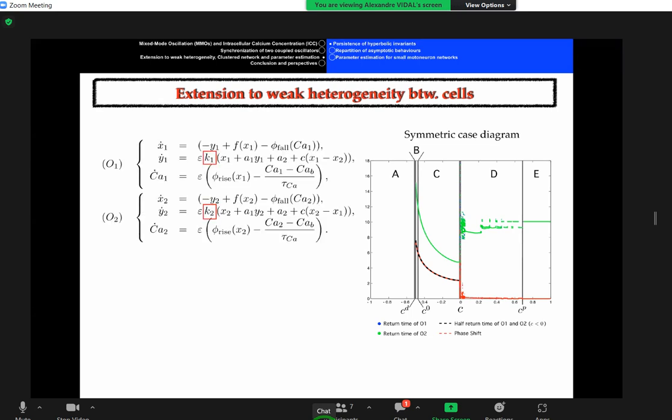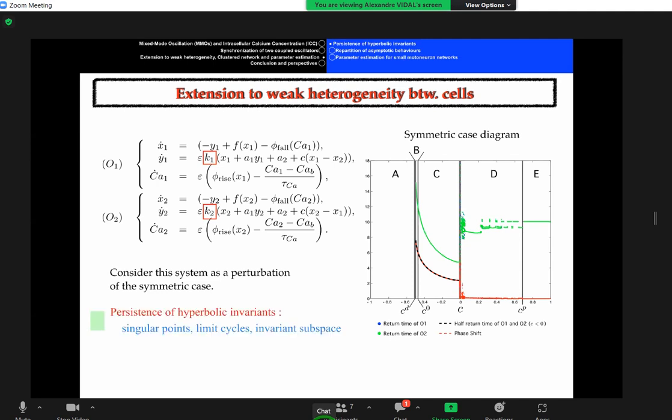And afterwards, what we have done is the extension to weak heterogeneity of our analysis. When we have weak heterogeneity between cells, meaning that we don't have the symmetric case with O1 exactly the same as O2, let's say symmetric to O2. So we input some heterogeneity between cells using different values of K1 and K2 for O1 and O2. And the persistence of hyperbolic invariance allows us to retrieve the singular points, the limit cycle, the invariant subspace. So weak heterogeneity is very simple to understand.